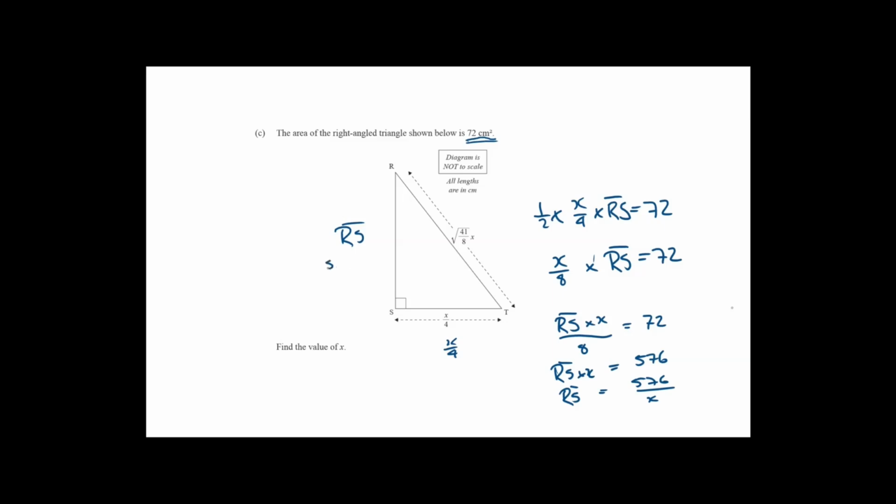Okay, so 576 over x. Okay, so now all three sides are in terms of x. Now we need to find what x is.